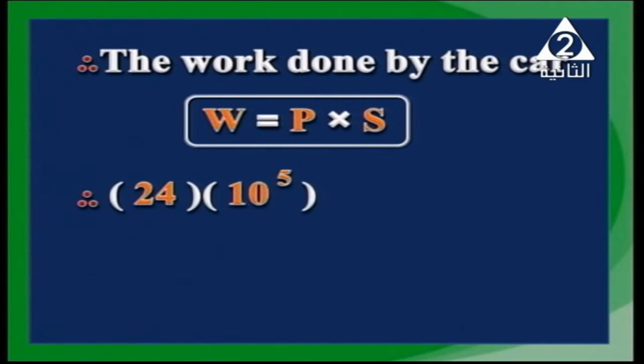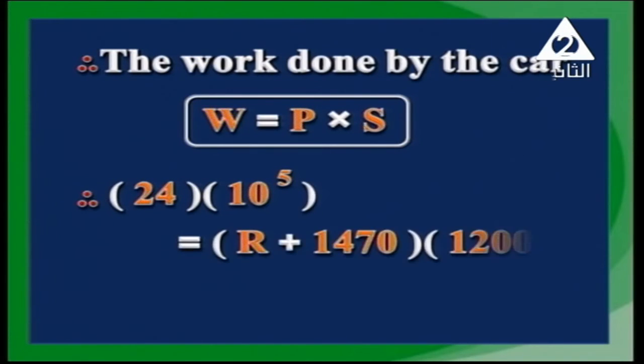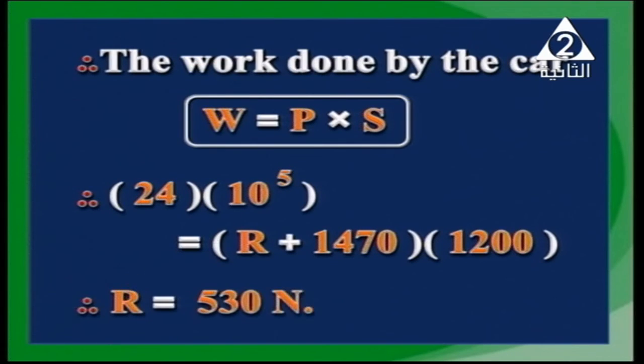The work done from given is 24 times 10 power 5. B times S equals R plus 1470 inside bracket times S 1200. Then resistance by using left hand side and right hand side, therefore R equals 503 Newton. My dear student, this example is very important.